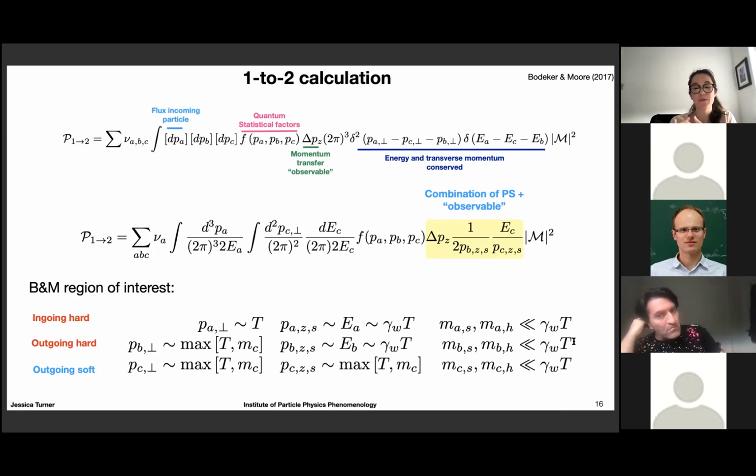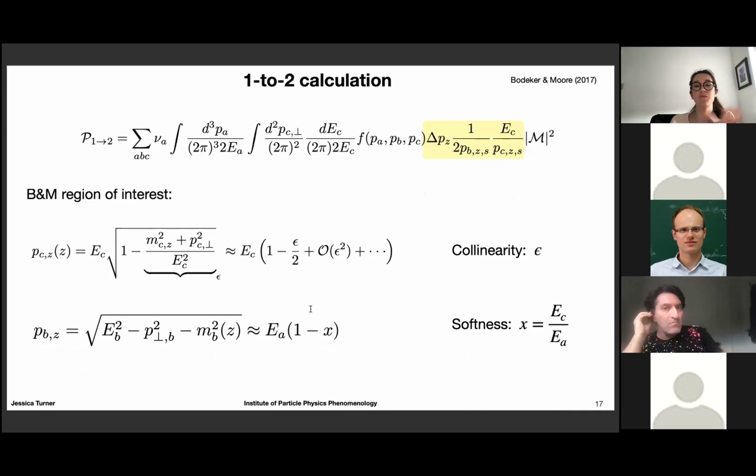And finally, we have the soft emission given by particle C, where at most the transverse momentum can be of order T or M_C, and the longitudinal momentum will be small because this is the soft emission. And we'll see why they go into this particular kinematic regime shortly when we study the matrix element squared. So anyway, we have our expression for the 1 to 2, and we have this term we want to massage a little bit in the yellow box.